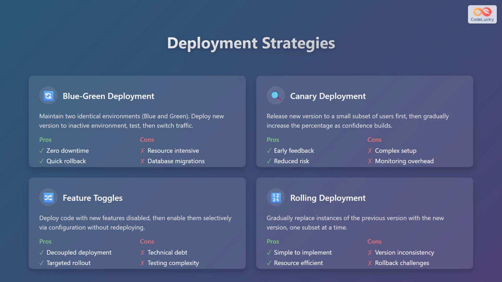Second, Canary deployment. Release new version to a small subset of users first, then gradually increase the percentage as confidence builds. Pros are early feedback and reduced risk. Cons are complex setup and monitoring overhead. Third, feature toggles. Deploy code with new features disabled, then enable them selectively via configuration without redeploying. Pros are decoupled deployment and targeted rollout. Cons are technical debt and testing complexity.